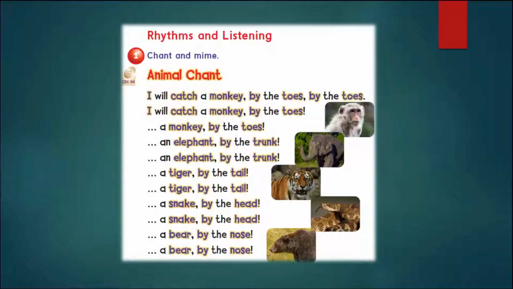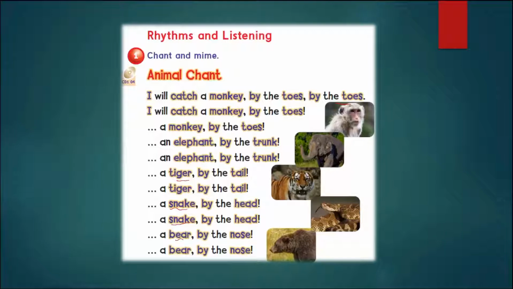I will catch a monkey by the toes. A monkey by the toes. An elephant by the trunk. A tiger by the tail. A snake by the head. A bear by the nose.